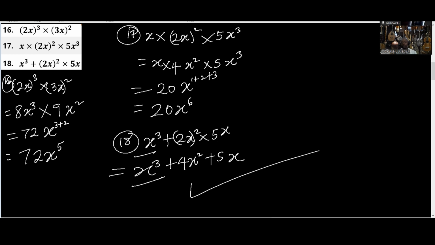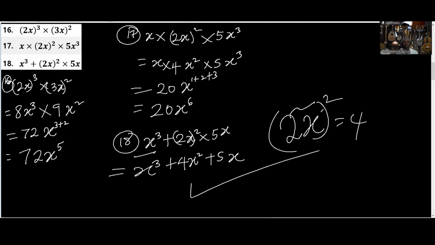But how did you get 4? 2 squared is 4. 2 has a square outside the bracket, okay? Is that clear? Yes, sir. Both 2 and x have the square because of the bracket. So 2 squared is 4 and x squared is x squared.